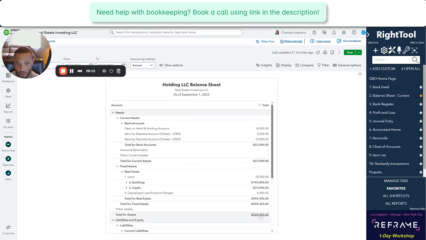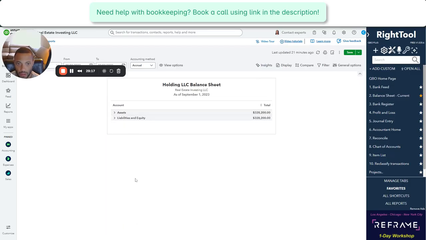So as you see, your assets equals your liabilities plus your equity. Okay. So this always has to balance, always.